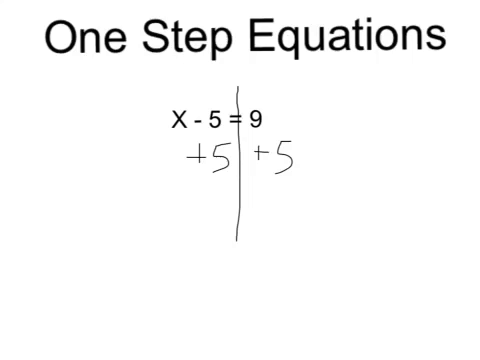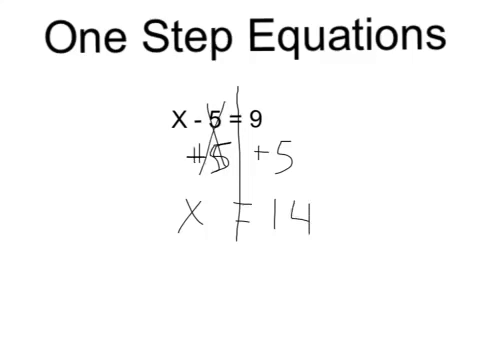Right, it's just like a balance. If I do something to one side of a balance, I have to do it to the other, or else it won't stay in balance. So when I add this negative 5 to this plus 5, when I combine those, I'm going to get 0. So I'm just going to go ahead and cancel those out, and then that leaves me with just x all by itself on this side. Then I put my equal sign, and then I'm going to combine the 9 and the 5 over on the right side, so 9 plus 5 is 14.